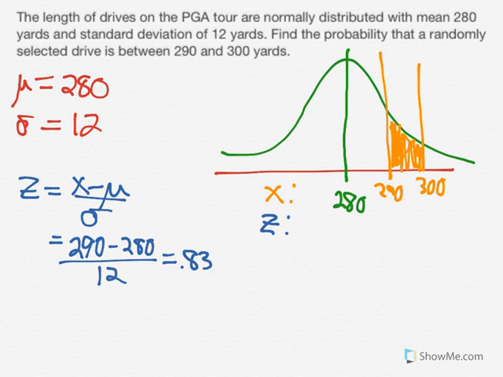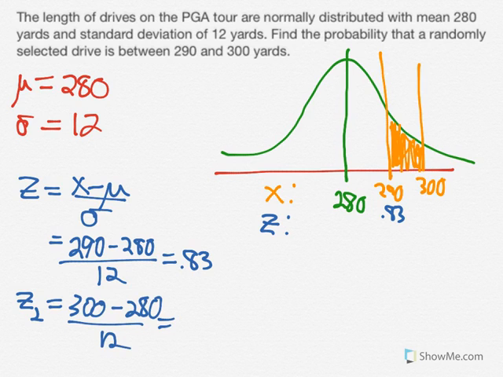So that's one z-score. The other z-score, called z2, is the one for 300. So we can put 0.83 under the 290, because that's our z-score for that. 300 minus 280 over 12 equals 1.667. So we'll call it 1.67. Now, how do we get this particular probability?